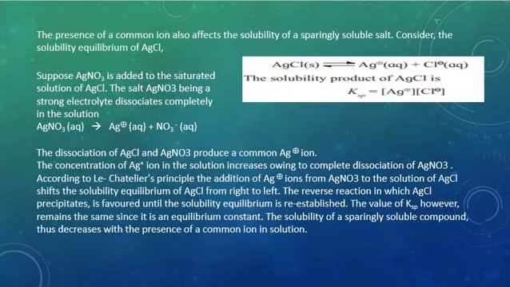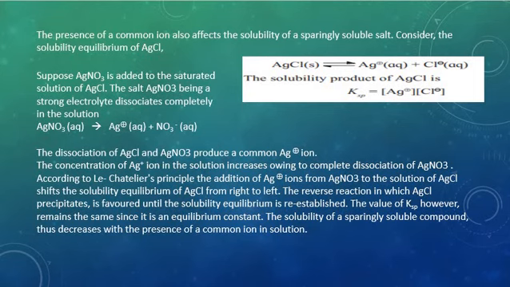Now let's talk about how the common ion effect also affects the solubility of a sparingly soluble salt like silver chloride. Suppose silver nitrate is added to a saturated solution of silver chloride. Silver nitrate is a strong electrolyte. It will dissociate completely to give silver and nitrate ions. Dissociation of AgCl and AgNO3 produces a common ion, which is silver ion. So the concentration of silver ion in the solution increases because silver nitrate dissociates completely.